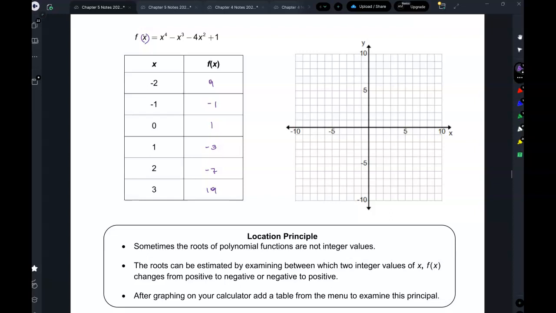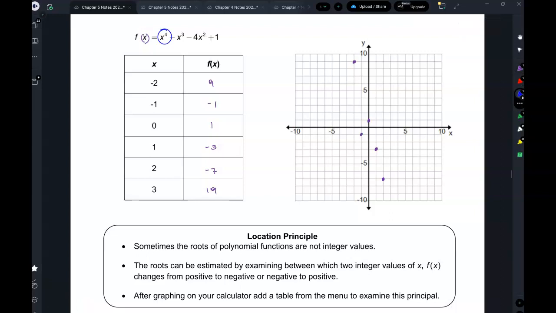So this, along with the end behavior, will give me a very good idea of how this graph looks. So let's go ahead and put down our points first of all. At -2, it's 9. -1 is -1. 0, 1. 1, -3. 2, -7. And then 3, +19, which is off the grid, but that's fine. I don't really need to plot that, okay?